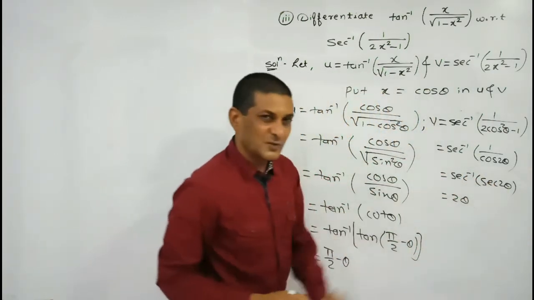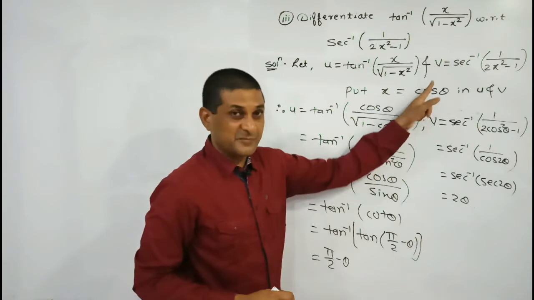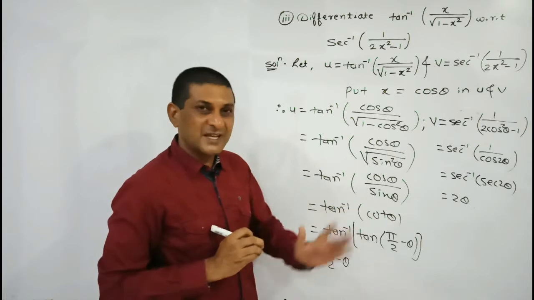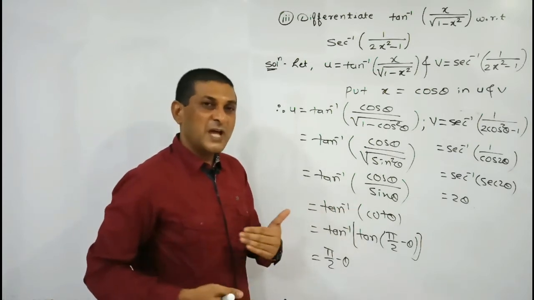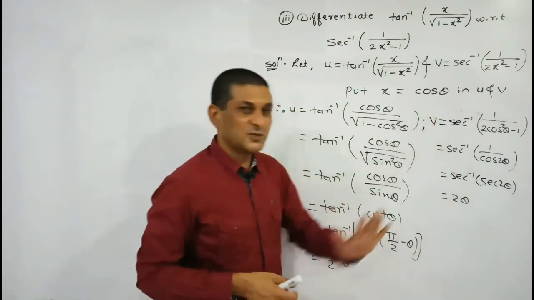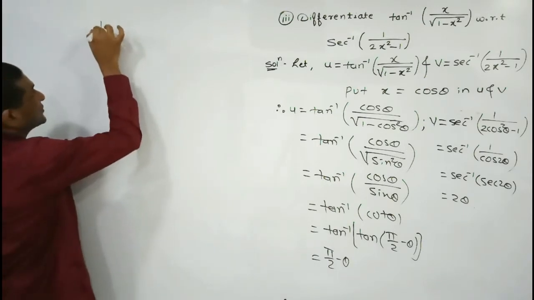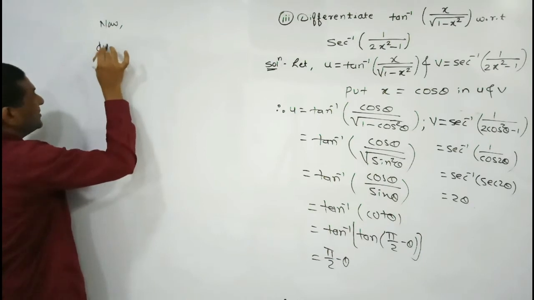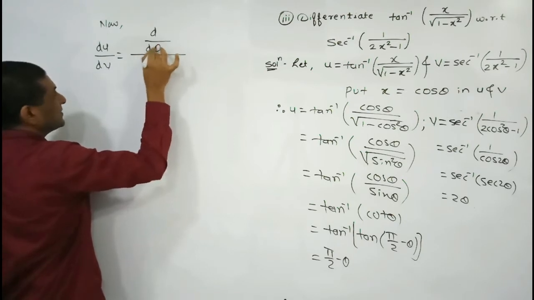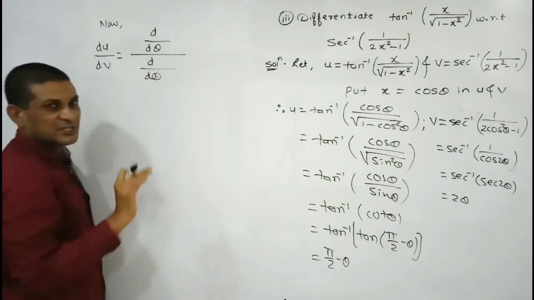Now the value of v is in terms of theta and u is also in terms of theta, and in both cases the value of theta is the same, that is cos inverse of x. That's why, since in both cases the value of theta is same, we are considering theta as our new parameter. So now we are finding our required value, meaning the derivative of u with respect to v. Since u and v are both in terms of theta, we differentiate both u and v with respect to theta.